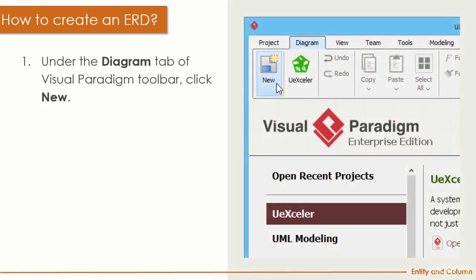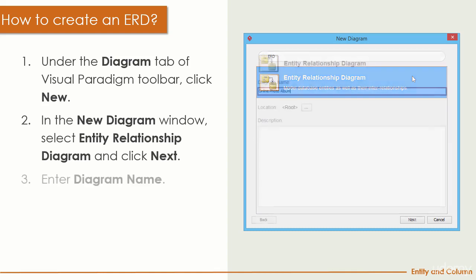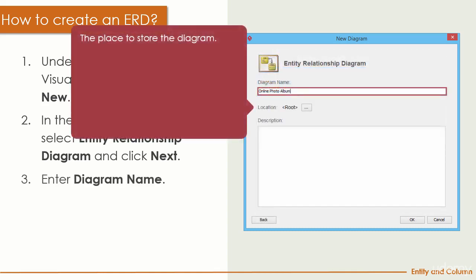Creating an ERD in Visual Paradigm is easy and straightforward. You just go to the Diagram tab on the menu and click New. Then you will see a new diagram dialog box. Enter ERD or entity relationship diagram, which we will search and filter. Then you enter the name. The second thing is very important.